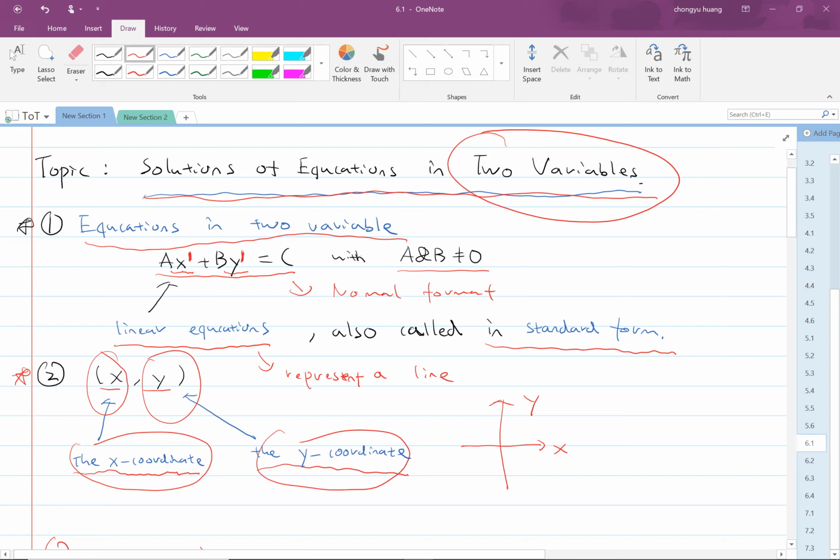It can be any point in this kind of graph, and we talked about this before. If you're a little bit confused, maybe watch my previous video. Those are the things we need to know in order to find the solution of the equation in two variables.